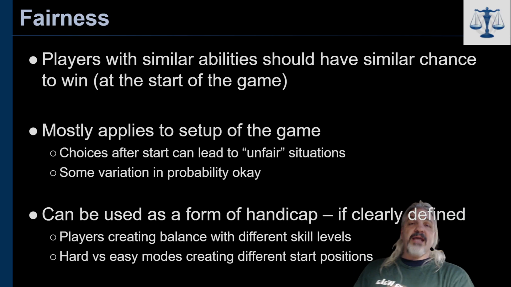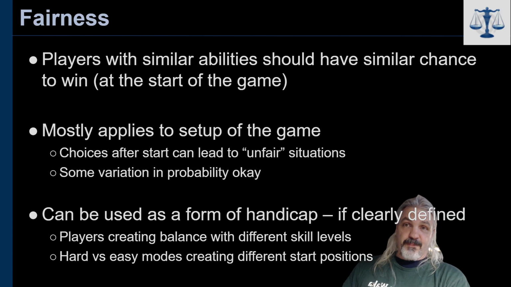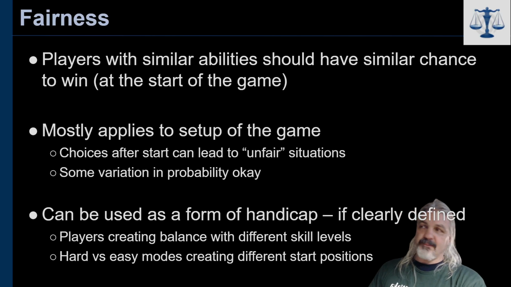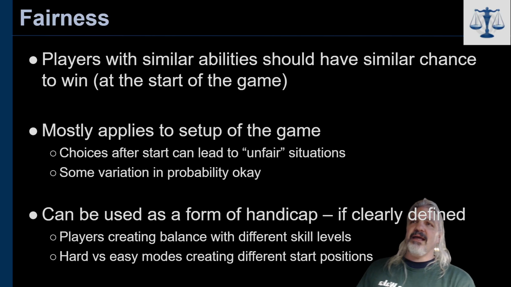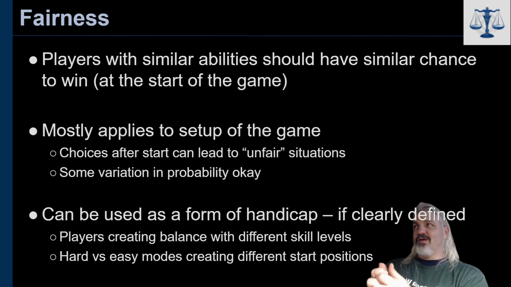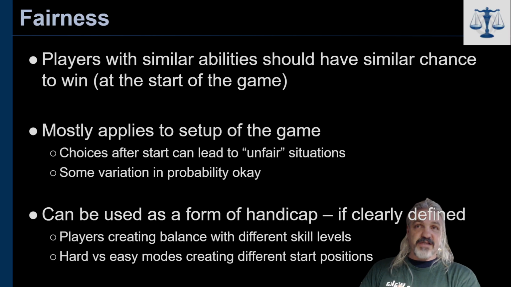You want your players to feel your game is fair. Right? If your players think your game is unfair, they'll often stop playing. You can make a game unfair. So one aspect of a game being fair is that players with a similar ability should have a similar chance to win at the start of the game. Right? So there's this idea that if a game is fair, then you and I both have a reasonable chance of winning if we have similar abilities. If you're much better at the game, then it's probably okay that you're more likely to win.